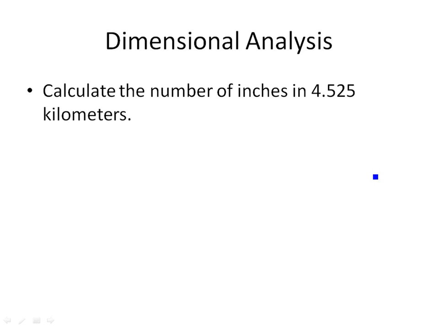Okay, now we're going to look at an example of length. We want to calculate the number of inches in 4.525 kilometers. So the first thing we always do is this. Because now we have our units on top, units on the bottom, and we know that our kilometers have to cancel. Okay, so now we have to look at what our common relationships are. How are we going to get from kilometers all the way to inches?